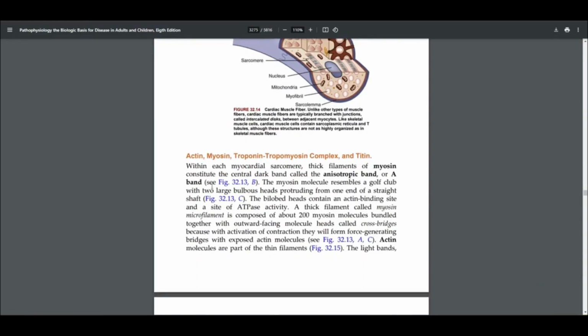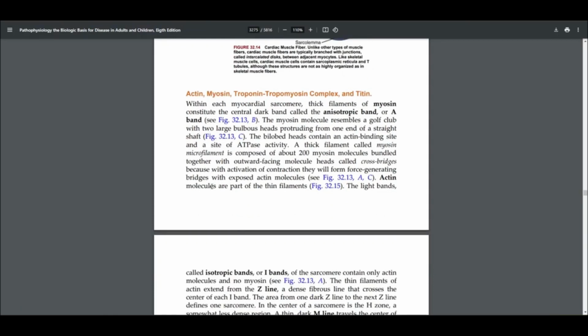So, looking at actin, myosin, troponin-tropomyosin complex, and titin. I'm going to call it titin, even though it says... titin, maybe? It's now titin. Within each myocardial sarcomere, thick filaments of myosin constitute the central dark band called the anisotropic band, or A band.